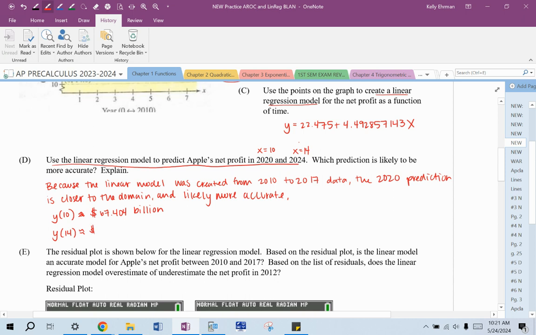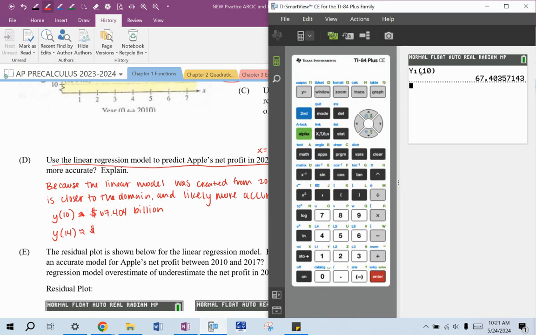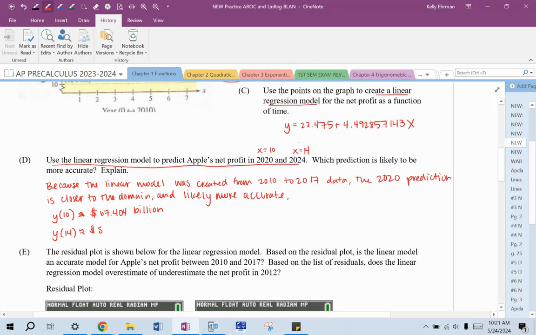And then what about 14? So now you can do alpha trace again, or on most of the newer calculators, you can go up here and grab this line and press enter and just change the arrow over and overwrite that 10 to be a 14, 85.375. Even though I didn't round that, I still have approximation because remember, this model is not perfect. These are just estimates based on the model. So that's how many billions we call the net profit based on the model.